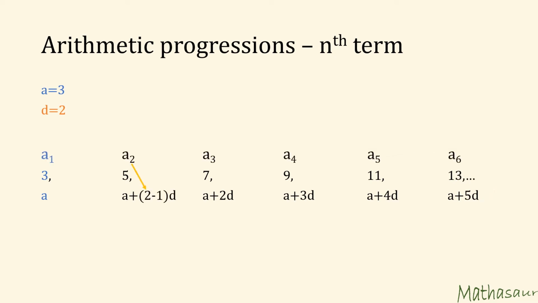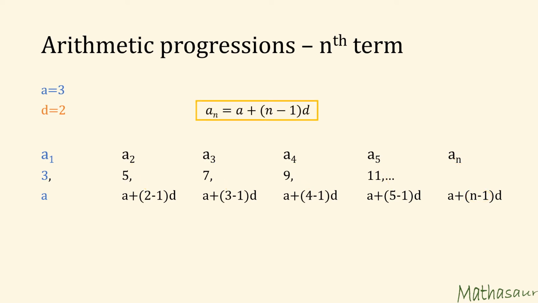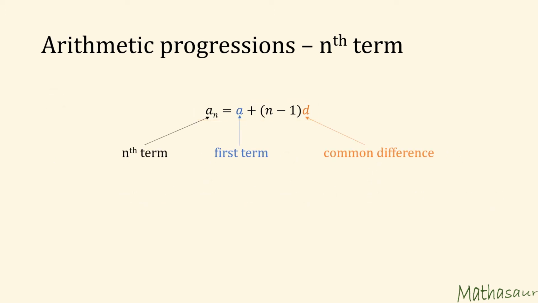Now notice the pattern. For the second term a2, we are multiplying the common difference by 1, which is 1 less than 2. Similarly, for a3, we are multiplying the common difference with 3 minus 1. So for the nth term, or an, we would be multiplying the common difference with n minus 1. So my nth term would be a plus n minus 1 times d. An represents the nth term, a represents the first term, and d represents the common difference.